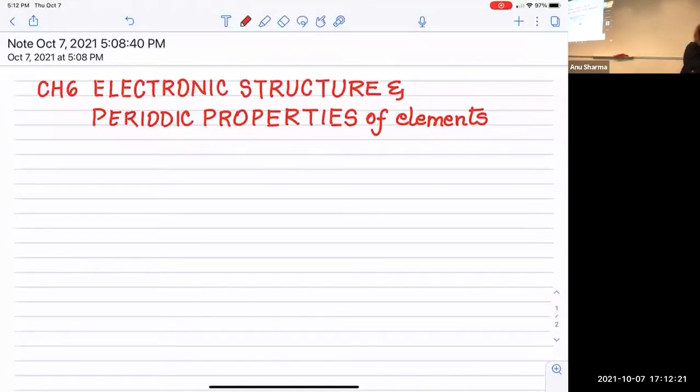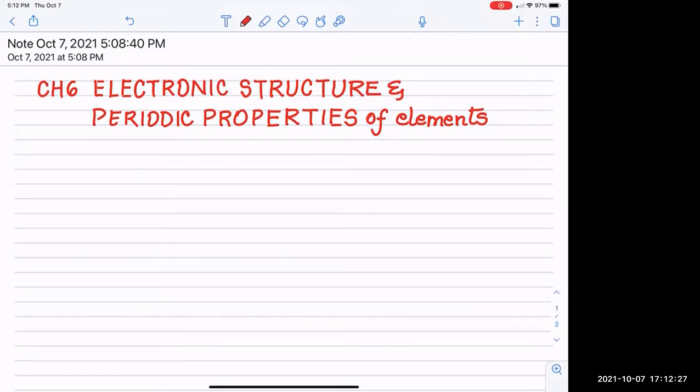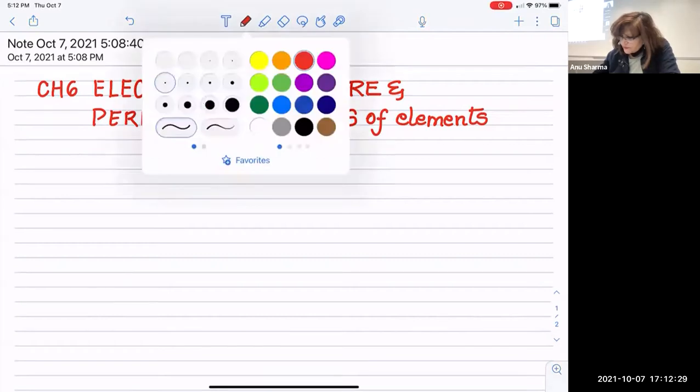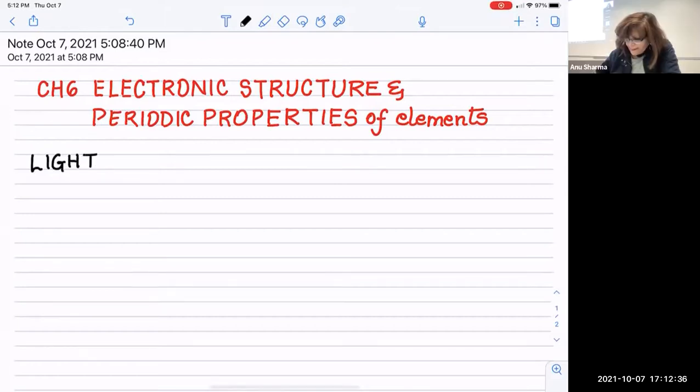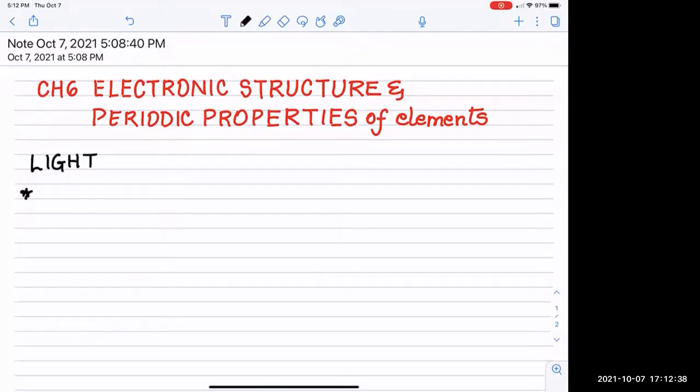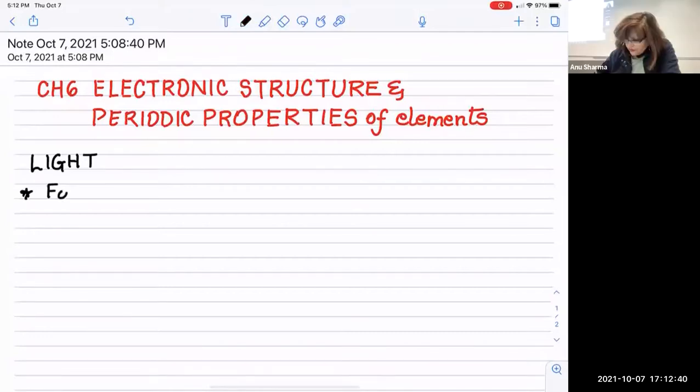What else? Okay. So what do you know about light? So one is it's a form of energy. What else? Isn't light made up of photons? Okay, very good. It's a form of energy.